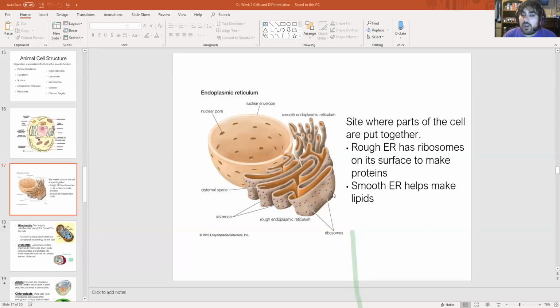And the smooth ER is what helps you to make lipids. Okay, so lipids are the fats and stuff. And that's to help either power the cell later or for protection, right? That's what lipids do.